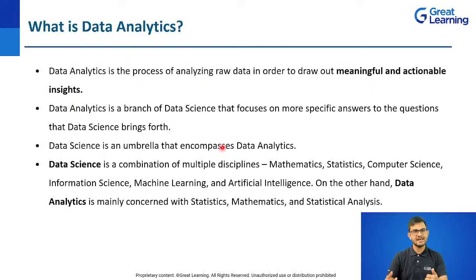But when we talk about data analytics, of course, if you know Python, if you know any other language, maybe R, the data visualization tool, that is going to be very helpful. But the knowledge which is actually required is statistics, mathematics, and statistical analysis. So data science is a combination of multiple disciplines like mathematics, statistics, computer science, information science, machine learning, and artificial intelligence. On the other hand, data analytics is mainly concerned with statistics, mathematics, and statistical analysis only. So, data analytics, we can say, is a subset of data science.